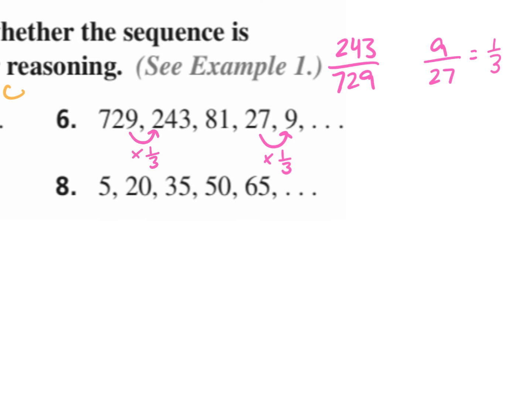So I want to make sure that it's true for all the numbers. So if I multiply 729 by 1/3, do I get 243? Yeah. If I multiply 243 by 1/3, do I get 81? If I multiply 81 by 1/3, do I get 27? So is this geometric? Yeah. And what would my common ratio be? Common ratio is 1/3.